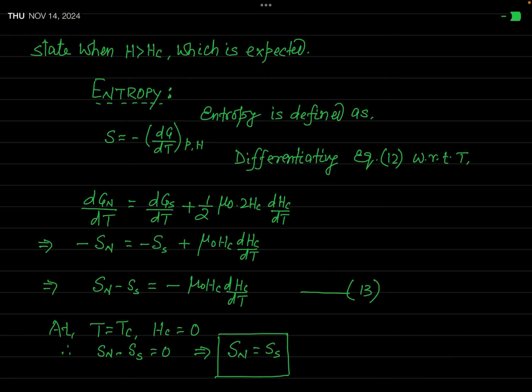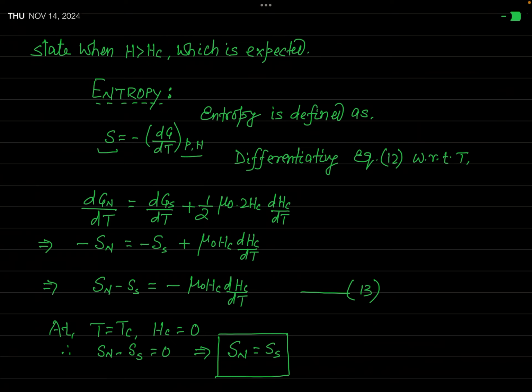Now we will talk about the entropy change during this phase transition. Let us see first of all how entropy will be defined. In terms of G, the entropy of the system is defined as minus dG by dT at constant P and H. This is the basic definition. Instead of this ordinary differentiation, we can also write the partial derivative.